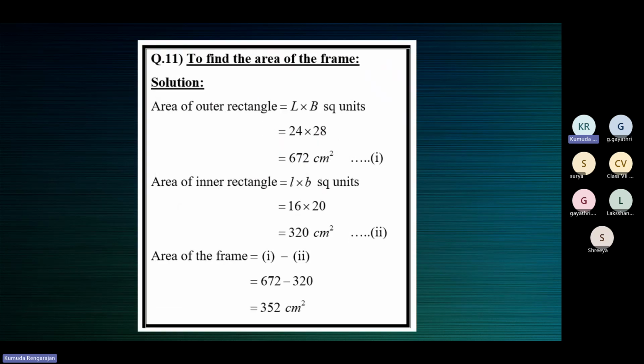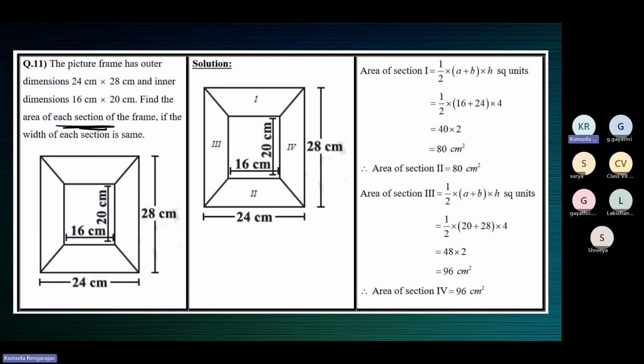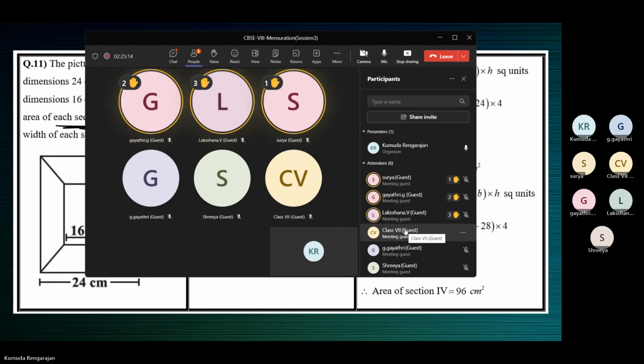There's an alternate solution also. Now, it'll take a longer time, so we'll just leave that for now. So was that clear, children? Gayatri, Lakshana, Surya, Shreya. Okay, Shreya, thumbs up. Thank you. Surya, Lakshana, clear? Yes, ma'am. Okay. All right.